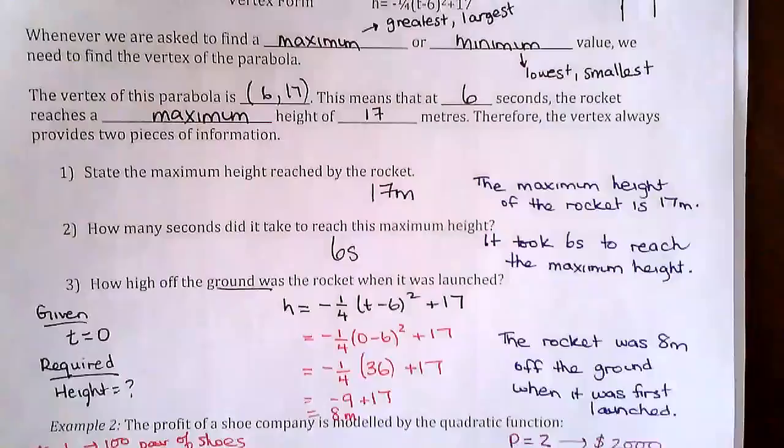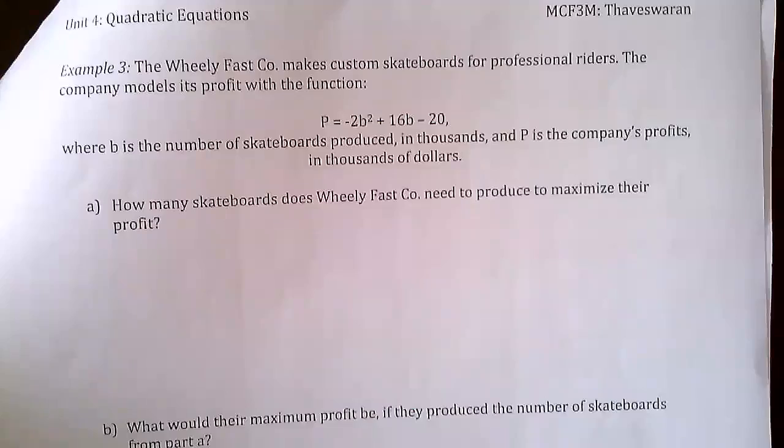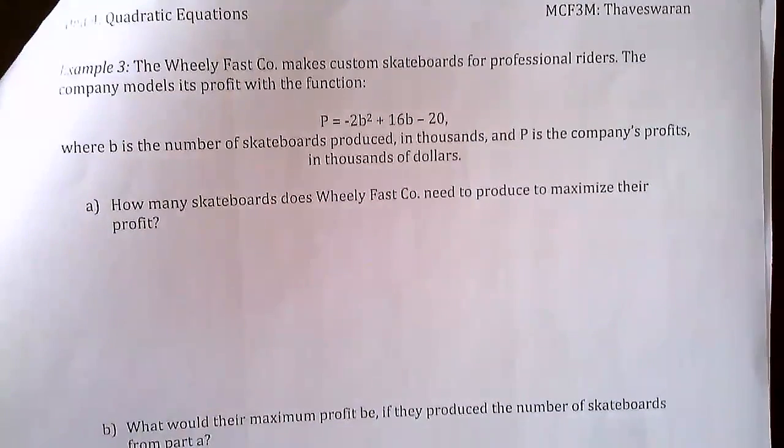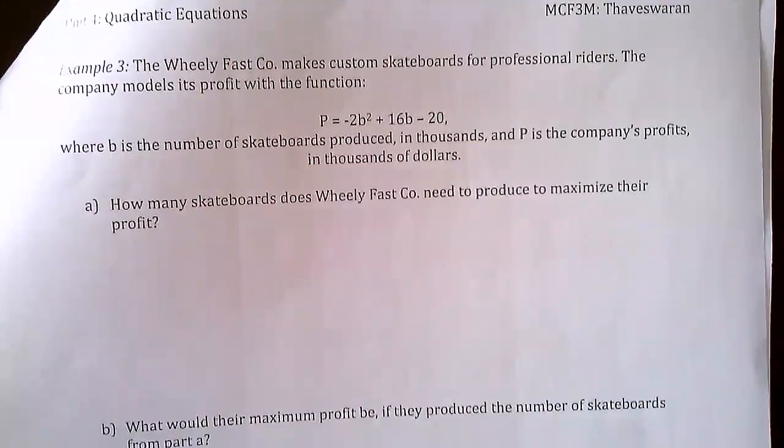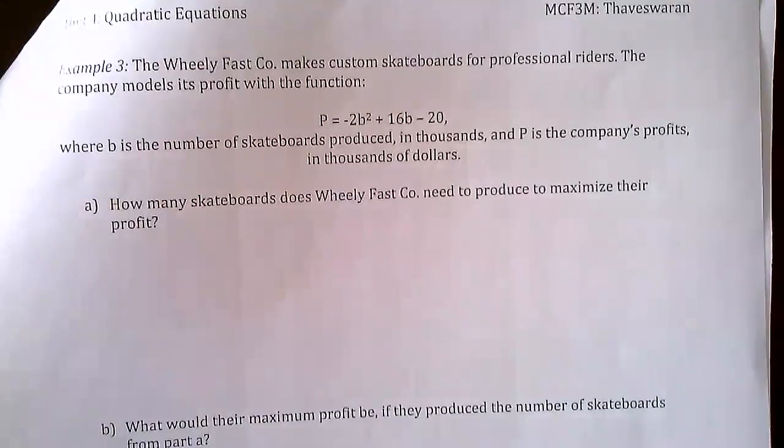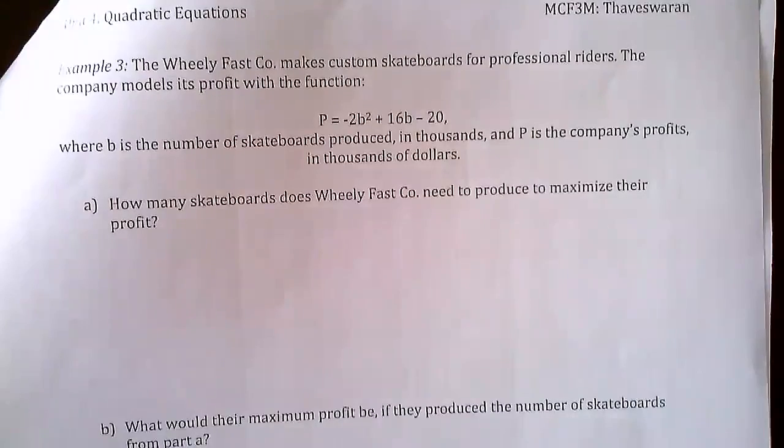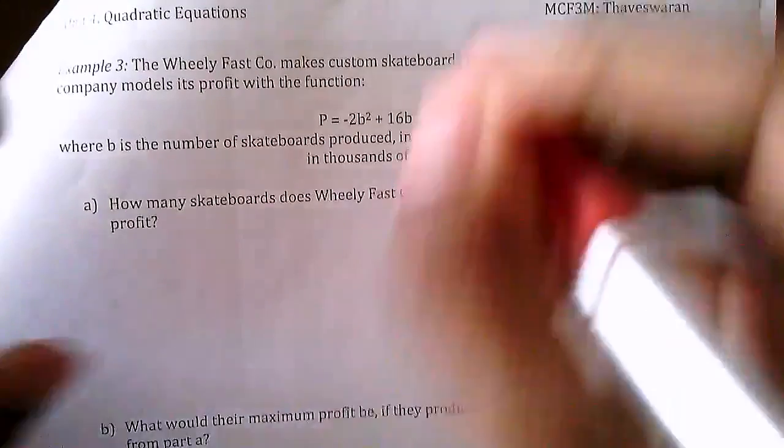We're going to do one last example. So example 3, the Wheelie Fast company makes custom skateboards for professional riders. The company models its profits with the following function, where B is the number of skateboards produced in thousands, and P is the company's profits in thousands as well. Again, start by defining those variables.